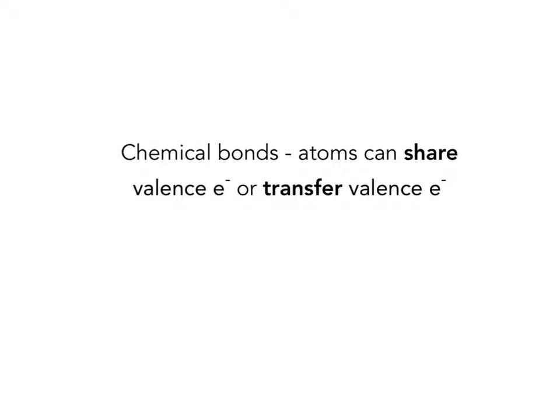Atoms with incomplete valence shells can interact with certain other atoms so that each completes its valence shell. They can either share valence electrons, or they can transfer valence electrons. These interactions usually result in atoms staying close together, held by attractions called chemical bonds. The strongest kinds of chemical bonds are called covalent bonds and ionic bonds.